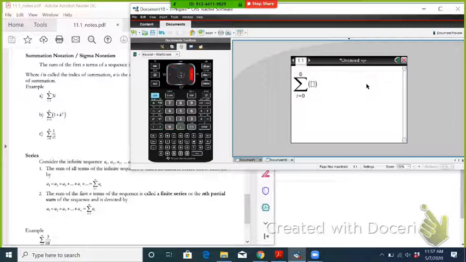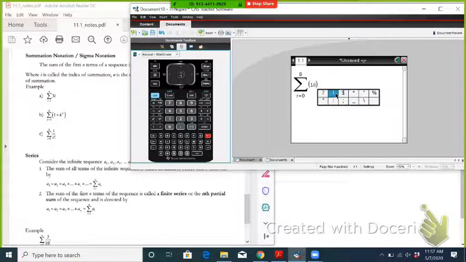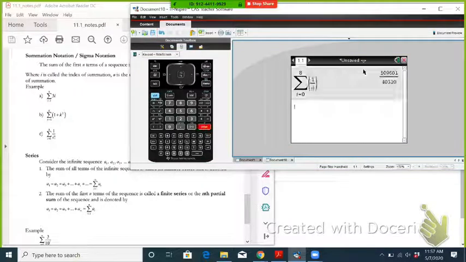Put the 8 up there, and then do 1 over i factorial. Remember, the factorial button is right around here, next to the G. And that's our answer. So if you plug in 0 for i, you get 1. Plug in 1 for i, you get 1. Plug in 2 for i, you get 1/2. Plug in 3 for i, and so on and so forth. It's going to simplify to that right there.